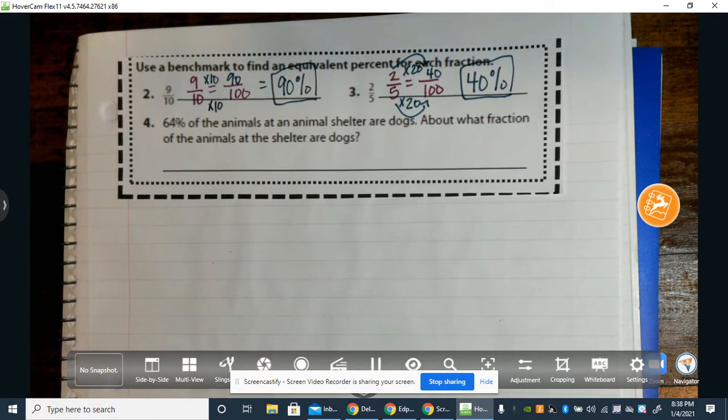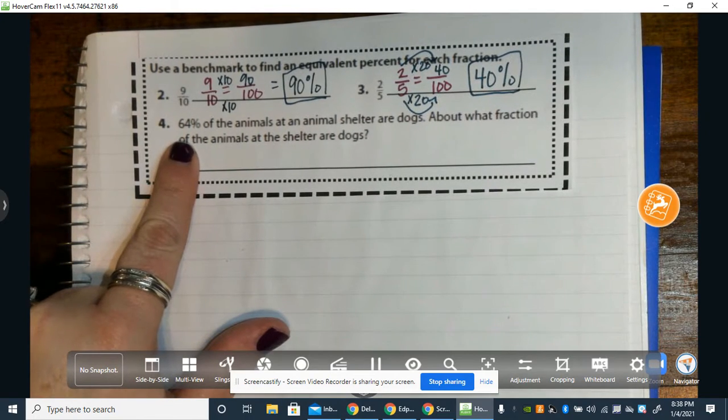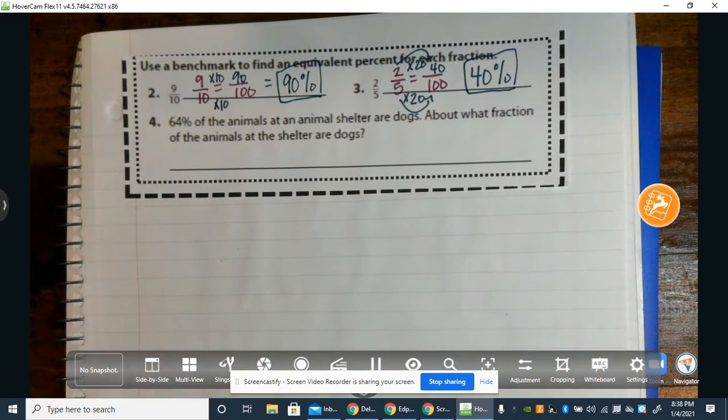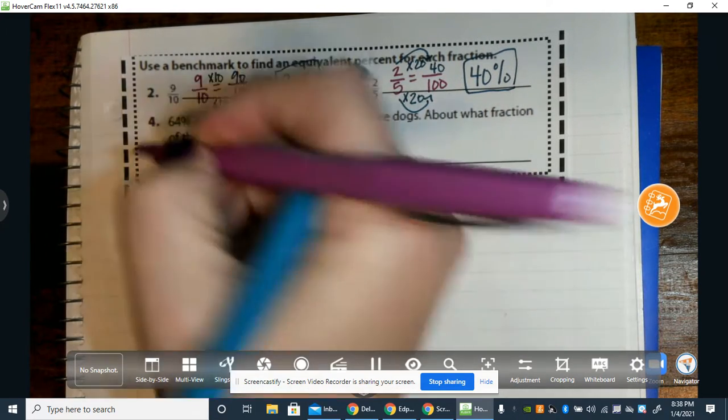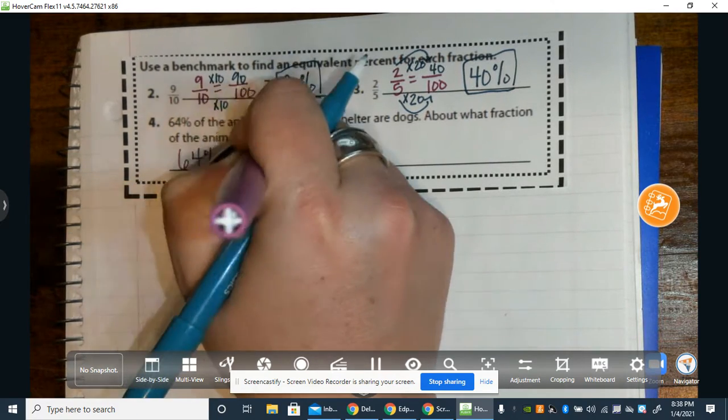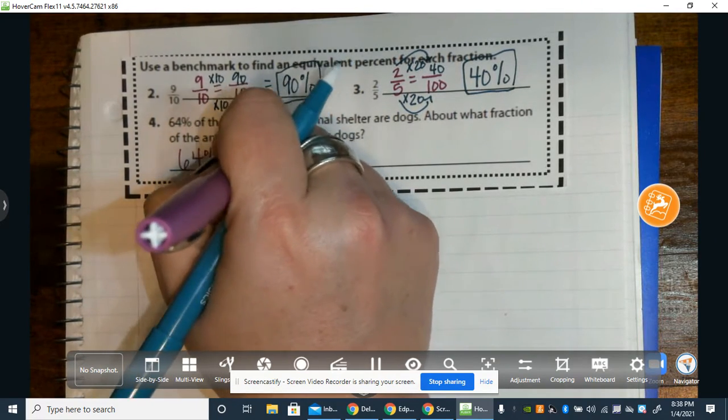Okay, so let's look at our word problem here. 64% of the animals at the animal shelter are dogs. About what fraction of the animals at the shelter are dogs? So remember, we know that 64% are dogs. So that's 64 out of 100. So 64% is equal to 64 over 100.